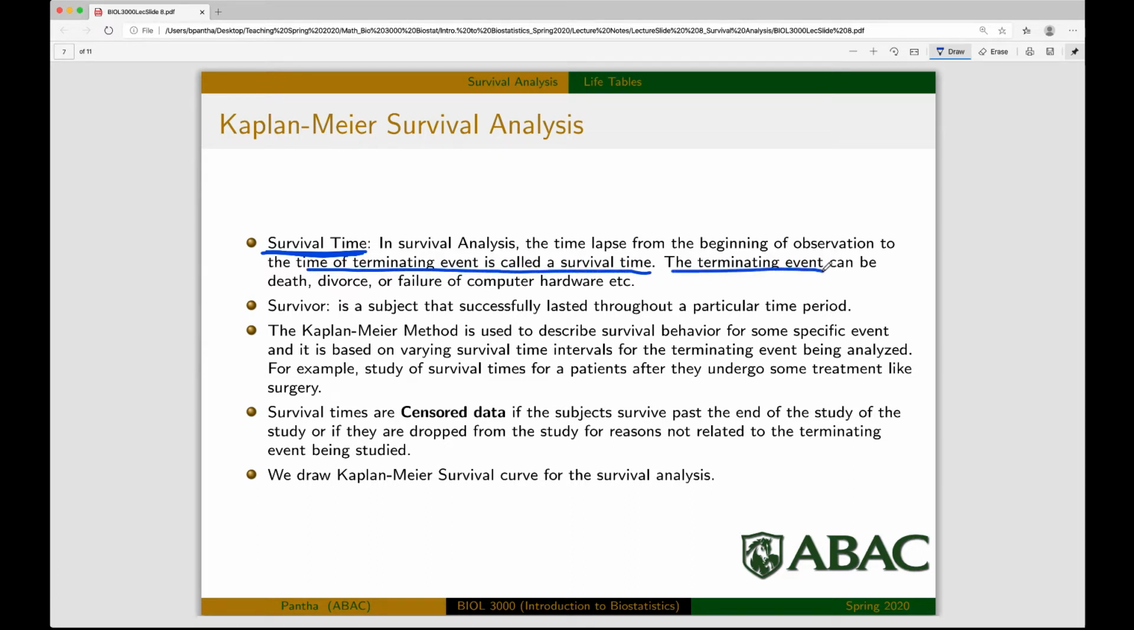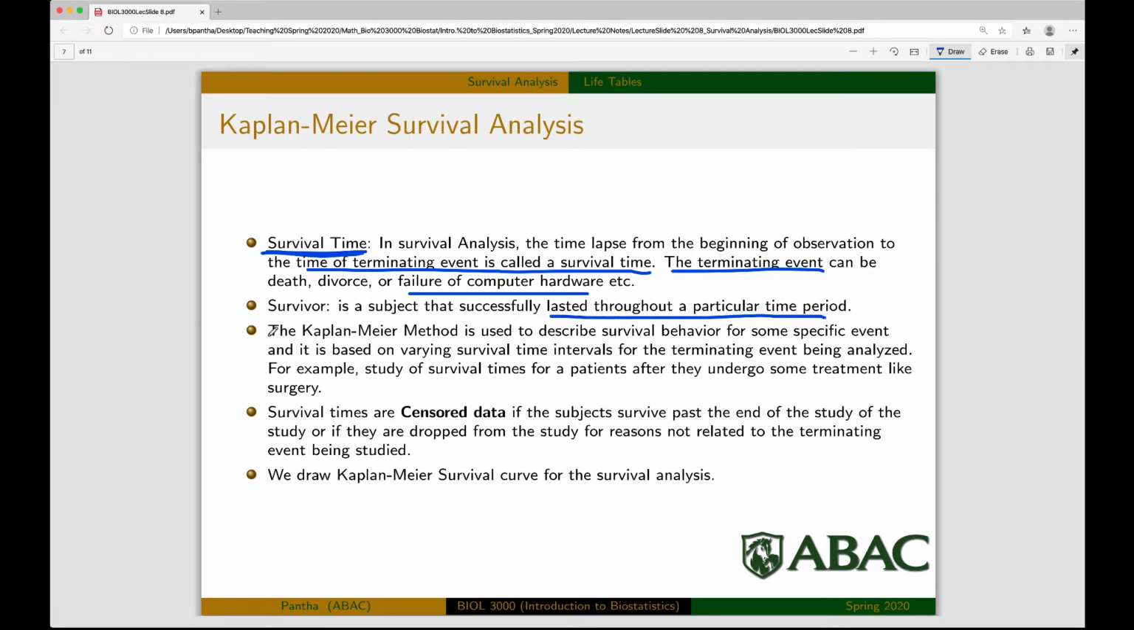The terminating event can be death or divorce or failure of computer hardware, or sometimes, if you are doing an experiment giving some drug and seeing how long they survive or how long it takes to recover, those kinds of things. So the survival time is the time from the start of the treatment to the end of the treatment. The end of the treatment can be death or recovery, or sometimes people leave in the middle, okay? So that's the survival time. A survivor is a subject that successfully lasted throughout the particular time period.